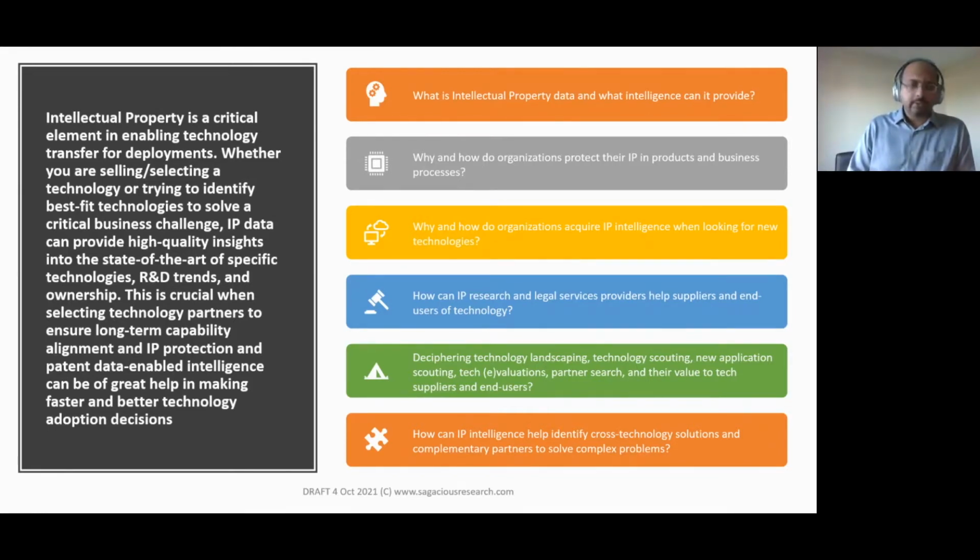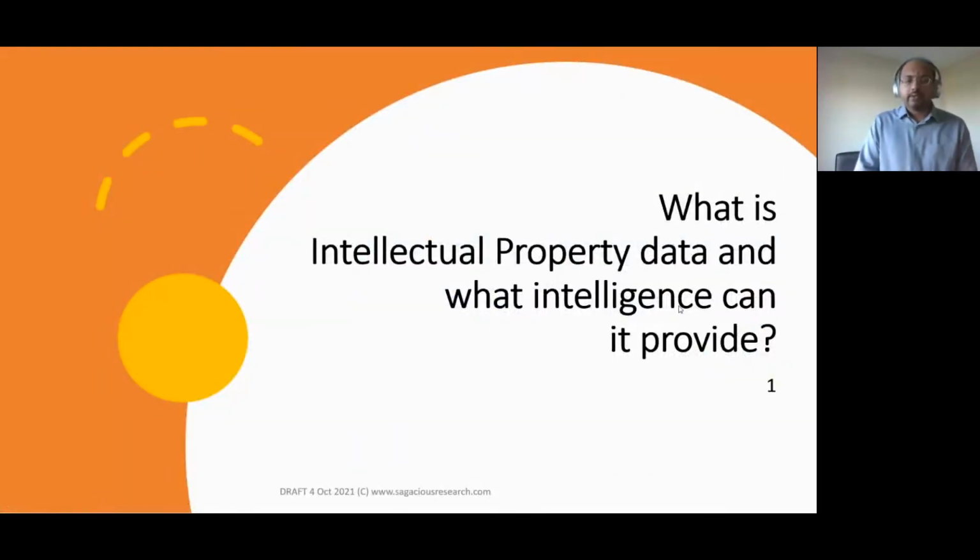Essentially, intellectual property is a very critical element in enabling technology transfer and deployments both, right? And I believe most of the participants here might either belong to the side of technology supply or from the end user perspective. So we'll try to cover both these perspectives in answering these questions. The first and foremost question that we want to understand is what is intellectual property data and what intelligence can it provide?